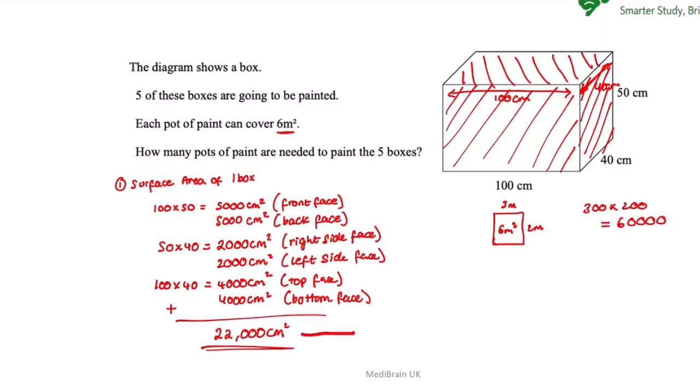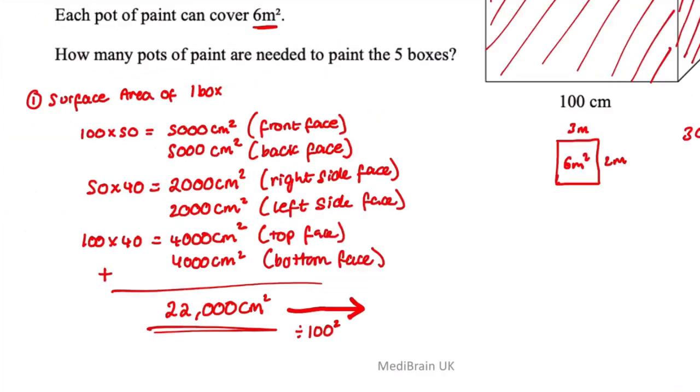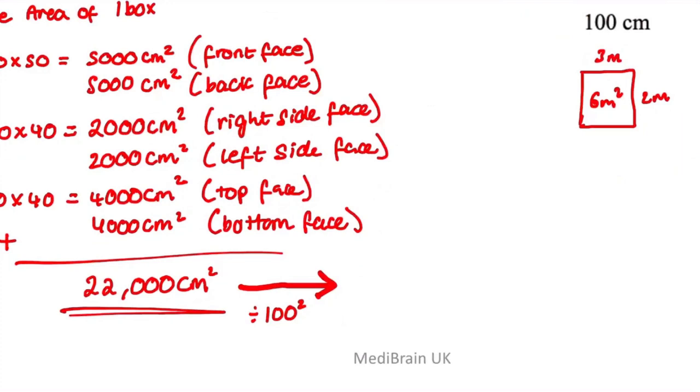So to convert this into meters squared, what we're going to have to do is divide by 100 squared. So we're going to divide by 10,000 basically. That's going to give you 2.2 meters squared. So 22,000 centimeters squared is the same as 2.2 meters squared.